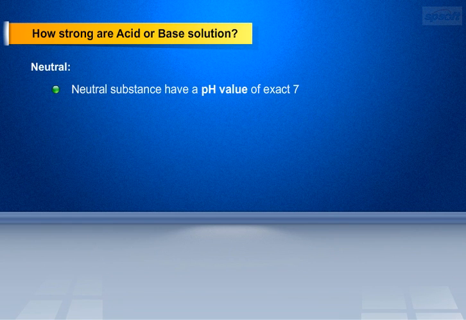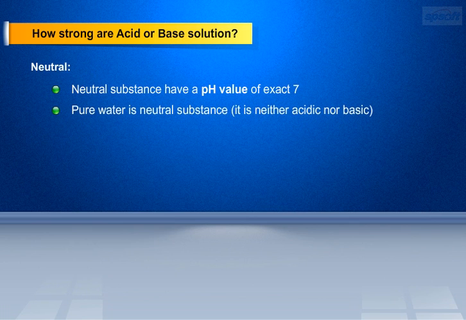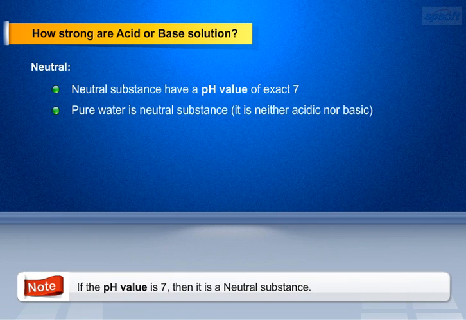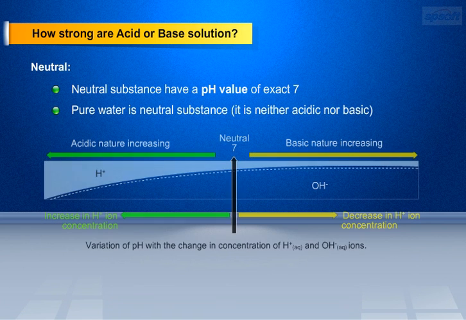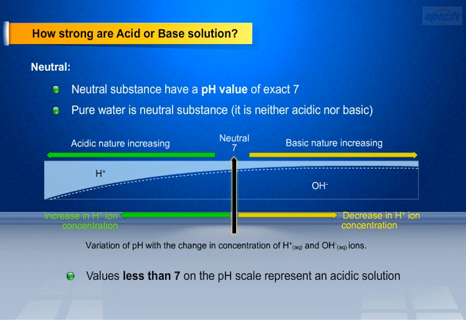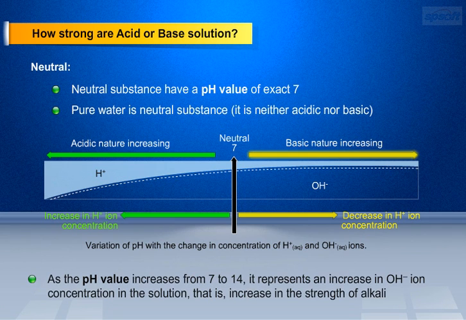Neutral. A neutral substance has a pH value of exactly 7. Pure water is a neutral substance, it is neither acidic nor basic. Remember, if the pH value is 7, it is a neutral substance. The pH of a neutral solution is 7. Values less than 7 on the pH scale represent an acidic solution. As the pH value increases from 7 to 14, it represents an increase in OH- ion concentration in the solution, that is, increase in the strength of alkali.